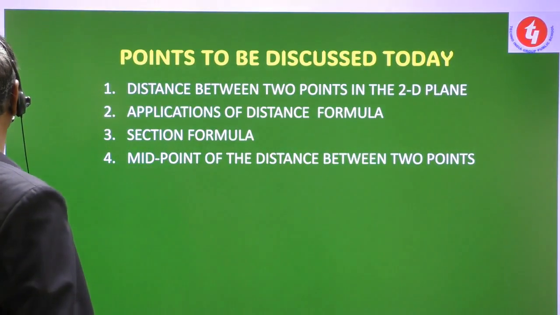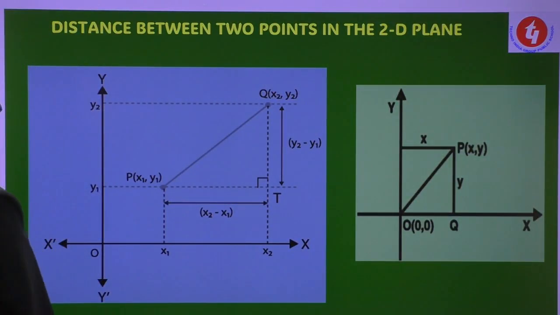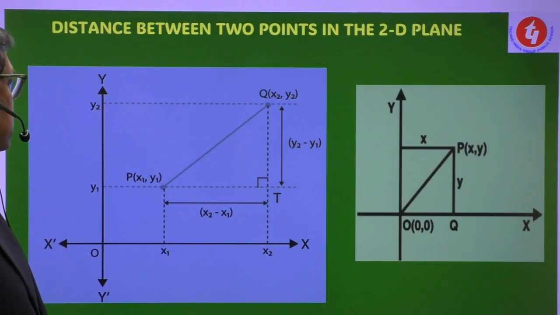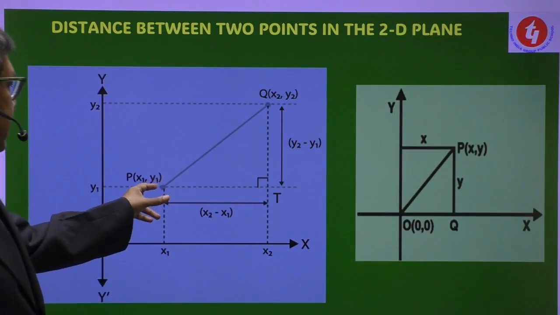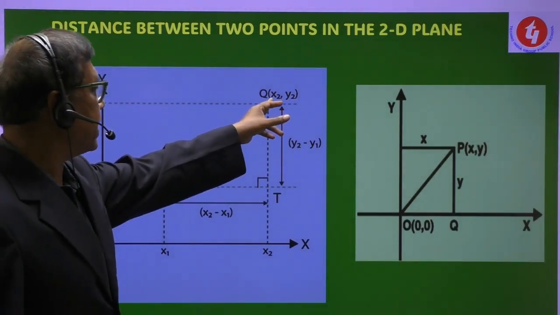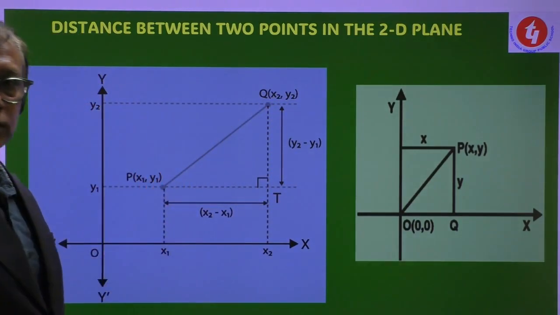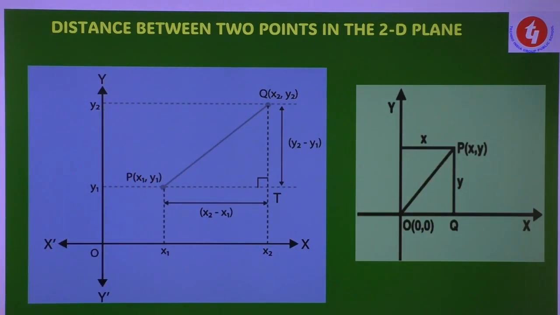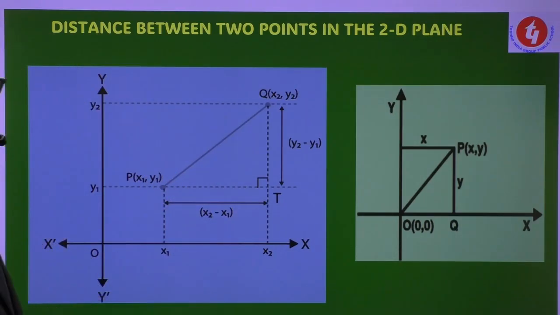Now, distance between 2 points in the 2D plane. 2D plane means two-dimensional plane. So here P is a point whose coordinates x1, y1, and Q is another point whose coordinates x2, y2. So we have taken these 2 points on the 2D plane and we have to find the distance between these 2 points. Is it clear? So how I will find and what is the formula, that I will discuss.